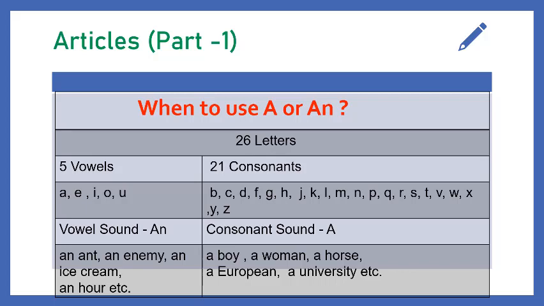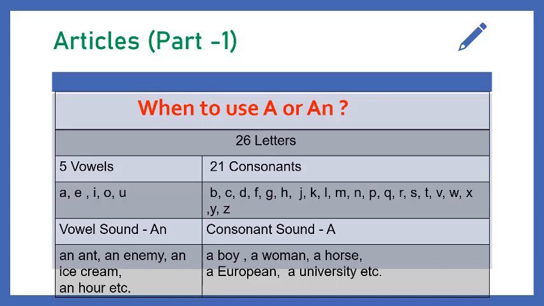Let's look into examples where we use an before a word. Just for example, an ant, an enemy, an ice cream. All the words start with vowel letters and also with a vowel sound. So, an is used before the words.